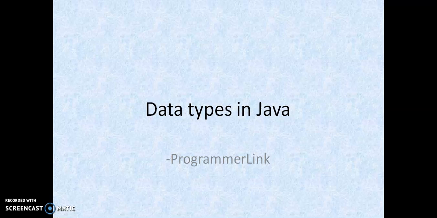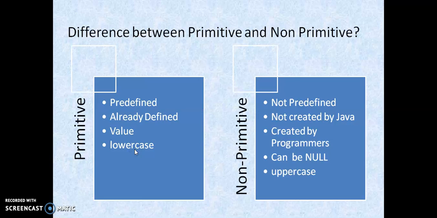Now there are two types of data types in Java. One is primitive and another is non-primitive. The primitive data type is predefined or already defined by the Java programming language, and it holds a certain value and it is defined in lower cases. Whereas a non-primitive data type is not predefined or not created by Java, it is created by the programmer and it can be null, and it is always defined in uppercases.